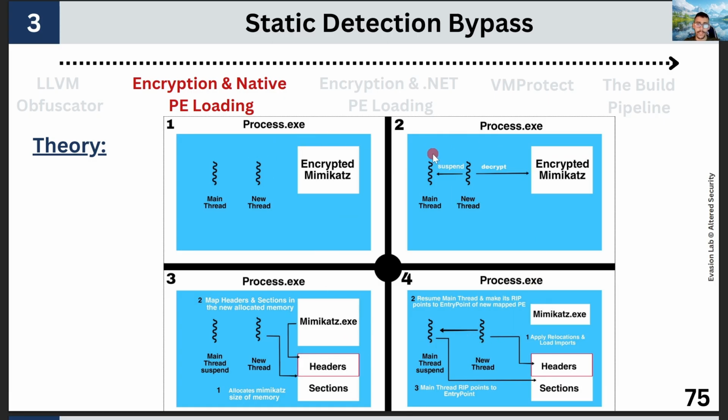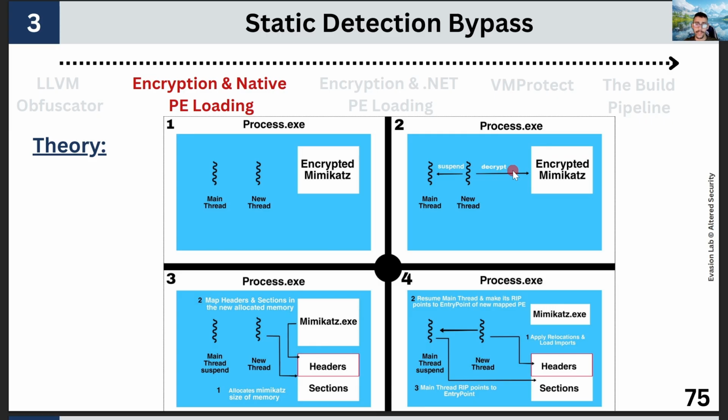follows 4 key stages of mapping an encrypted Mimikatz binary into memory without writing it to disk. In the first stage, we have process.exe, which is our process, with its own main thread and a newly created thread. This process also contains in its address space an encrypted Mimikatz and its AES key that will be used later to decrypt this Mimikatz.